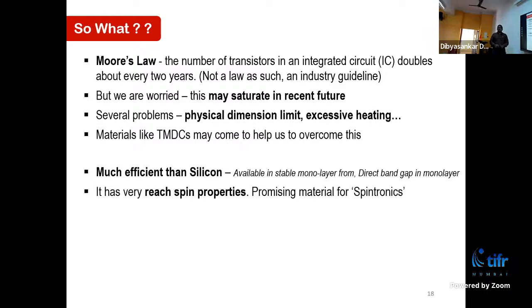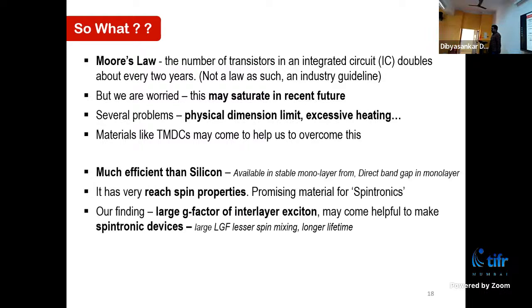It has extremely rich spin properties. I have not gone into that, but basically electrons may have charge as well as spin. So it has extremely rich spin properties, which make it a promising material for a completely paradigm shift, which is called spintronics. Now we call it electronics, but there is the concept of spintronics. These materials are very promising candidates for spintronics. So our finding, this large g-factor of interlayer exciton, may be helpful if in future people try to make devices for spintronics.